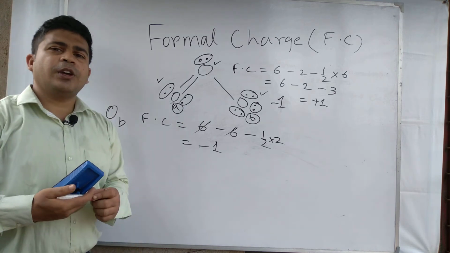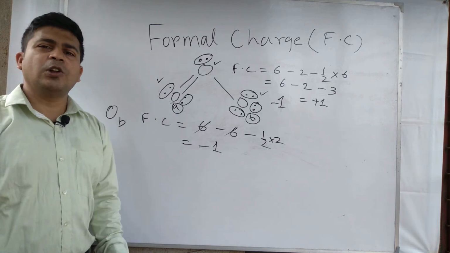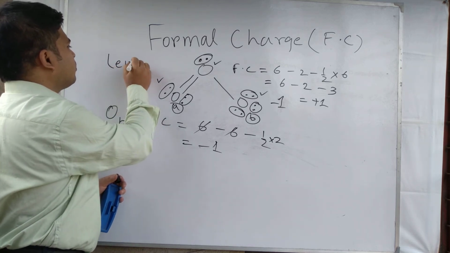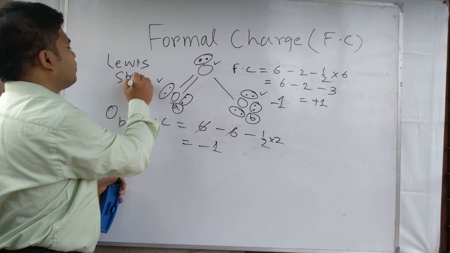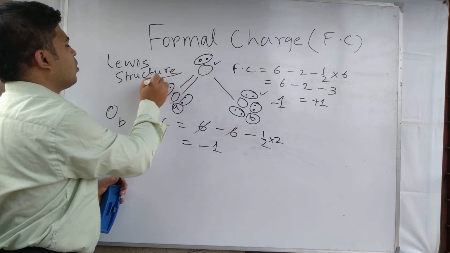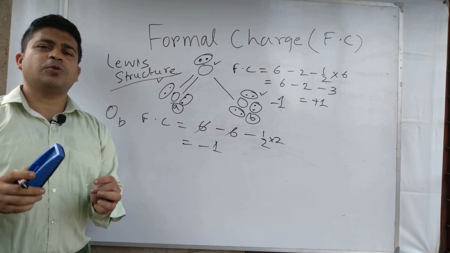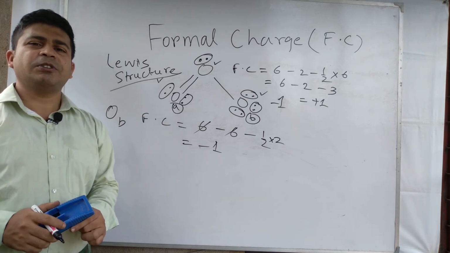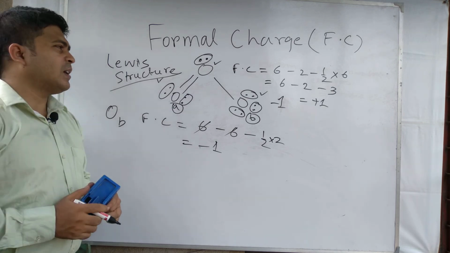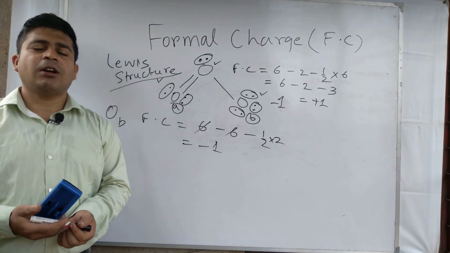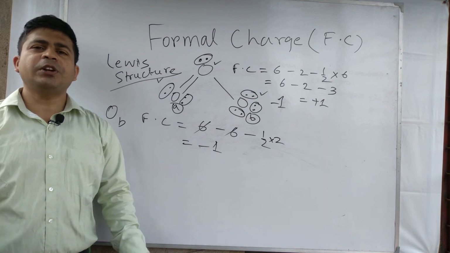So in this way we can calculate the formal charge in the Lewis dot structure. From the Lewis structure of molecules and ions, we can calculate the formal charge present on each atom in the molecule or ion. So this is the discussion, and it is completed.